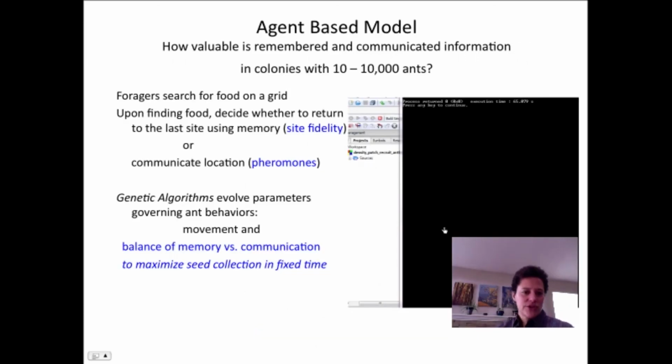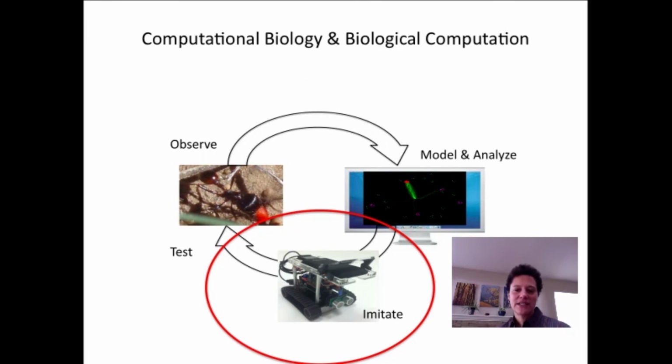So in our models, foragers are searching for food on a grid, and upon finding this food, they decide whether or not to return to where they went using site fidelity or to communicate using pheromones. And we use a technique called genetic algorithms to evolve the parameters of the model. In other words, there are many different ways that the ants could behave, many different ways they could move, many different ways they could balance memory and communication. And our goal was to find the way that maximized the rate that seeds were collected in a fixed period of time. So we learned a great deal about what we think the ants in the field are doing and what good strategies for foraging collectively are.